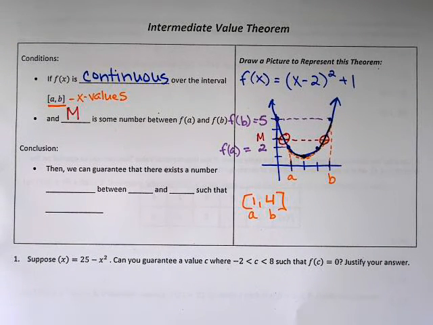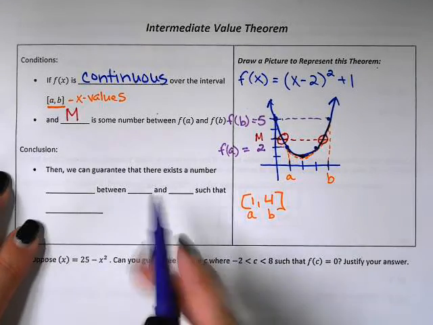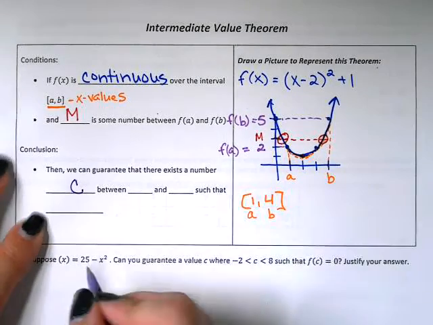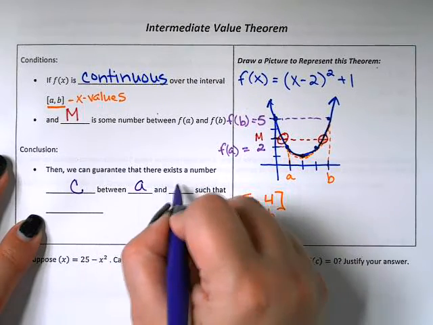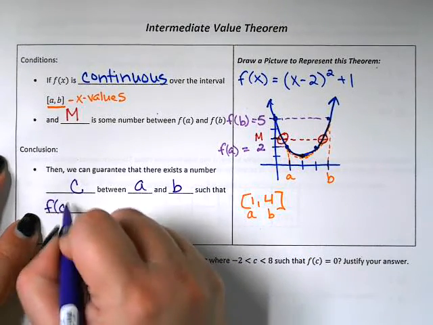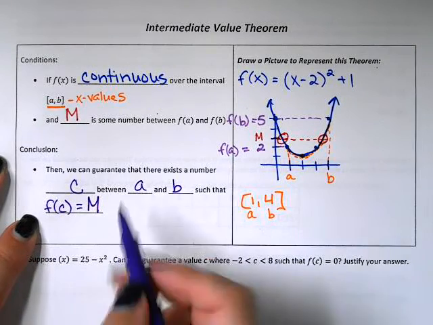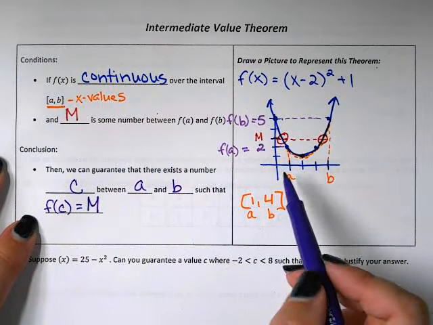But what we're going to guarantee then, our conclusion, sorry, I just got a little bit ahead of myself. Our conclusion is we can guarantee there exists a number C between A and B such that f of C equals M. And that's actually what I was just getting at. Sorry, like I said, I got a little ahead of myself.